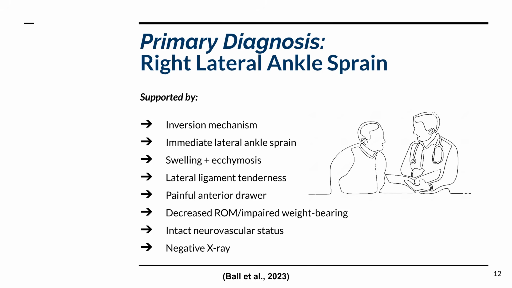He also has decreased range of motion and difficulty bearing weight due to the pain. Importantly, distal sensation and pulses remain intact, and radiographs show no acute fracture or dislocation. Taken together, the mechanism, history, physical exam, and imaging are most consistent with an acute lateral ankle sprain. That integrates essentially all of the diagnostic evidence.